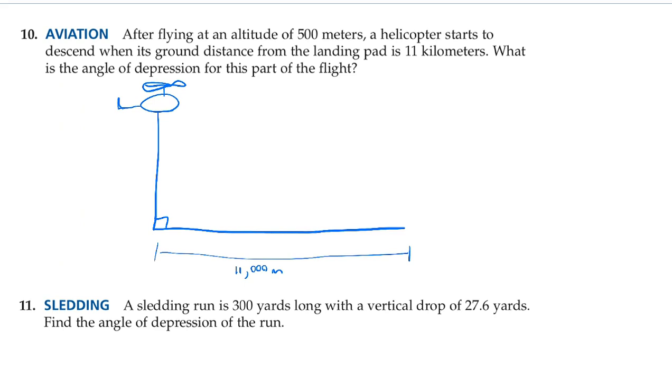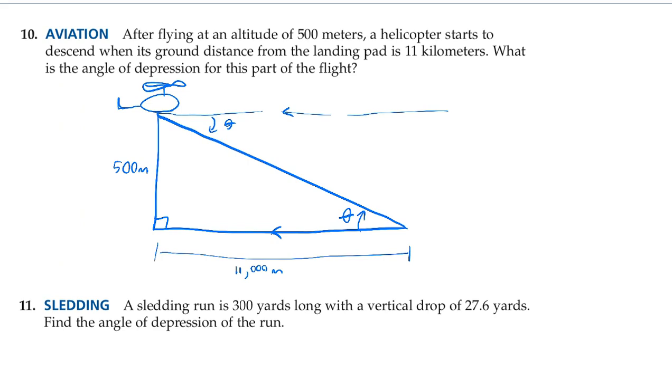So after flying at an altitude of 500 meters, a helicopter starts to descend when it's that far from the landing pad. What's the angle of depression on average to get from there to there? So what's this angle from the horizontal, going down? Well, that's the same as the angle of elevation, because as long as you measure it from the horizontal, those are alternate interior angles, and these are both horizontal, so they're the same.